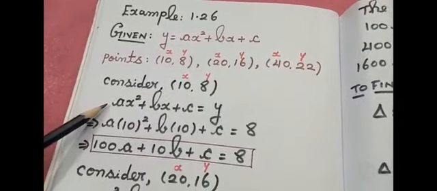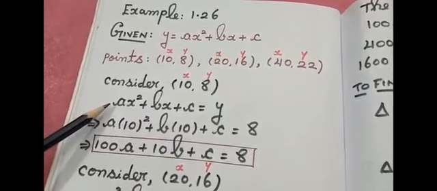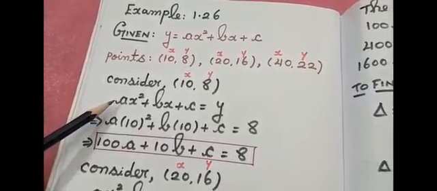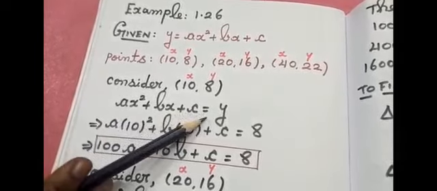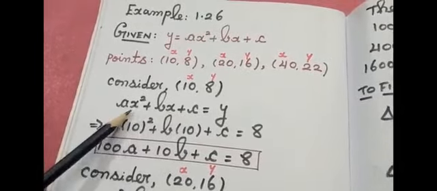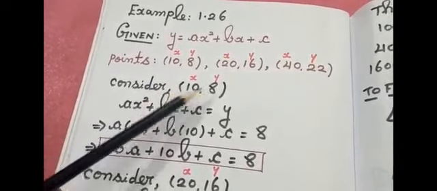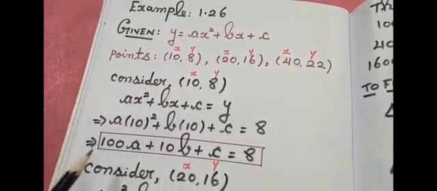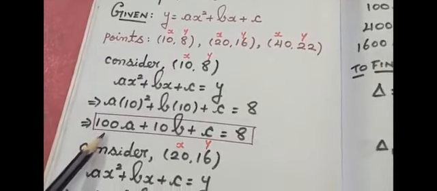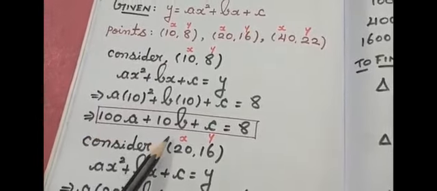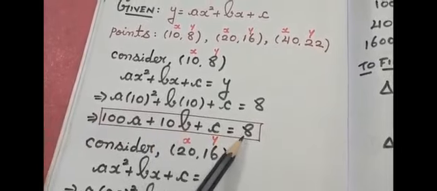Now I am writing the equation, just interchanging the left hand side and right hand side, that is ax square plus bx plus c equal to y. In place of x and y, I am replacing the values, x equal to 10 and y equal to 8. If you solve, you will get the equation 100a plus 10b plus c equal to 8.